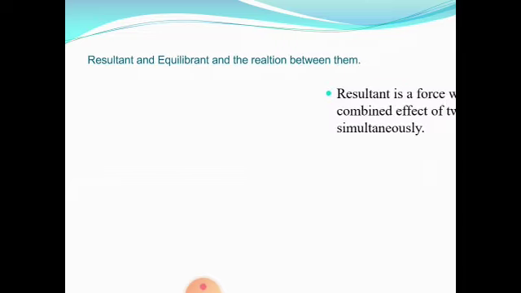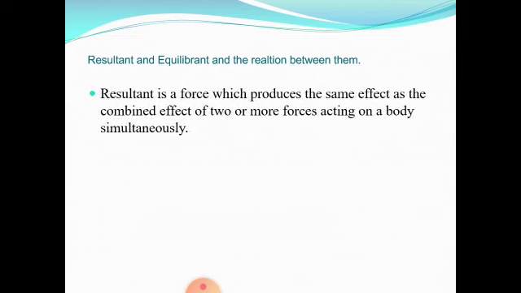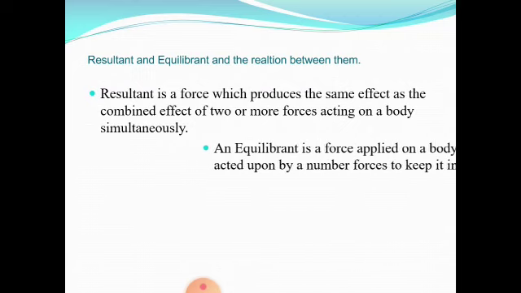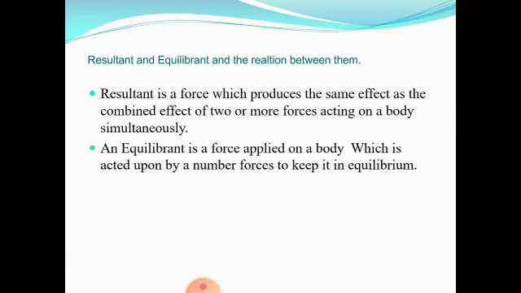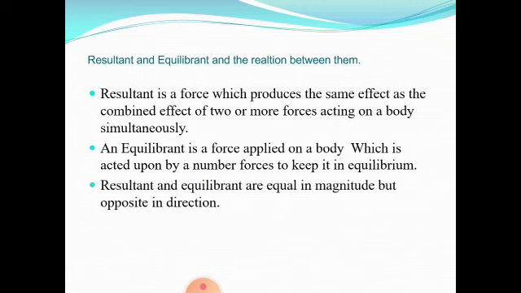Next one is the resultant. Here resultant is a force which produces the same effect as the combined effect of two or more forces acting on a body simultaneously. Equilibrant: an equilibrant is a force applied on a body which is acted upon by a number of forces to keep it in equilibrium. Here the equilibrant is always equal and opposite to the resultant. Therefore the relation between them we can write as resultant is equal to minus equilibrant.